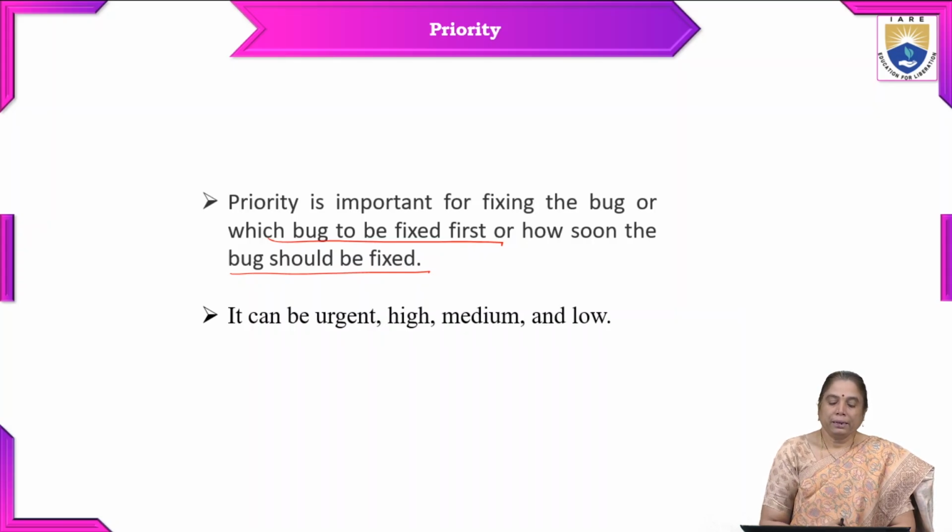A variety of priority levels are available. They can be urgent, high, medium and low. Urgent has the highest priority. High has somewhat lower priority than urgent, and medium has lower priority than high. Like that, the scale of the bug fixing can be defined with the help of priority.